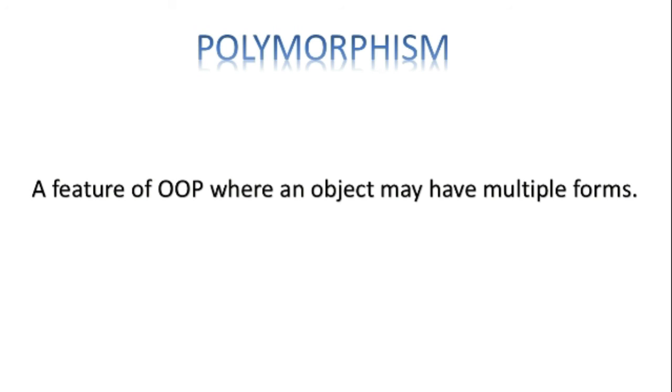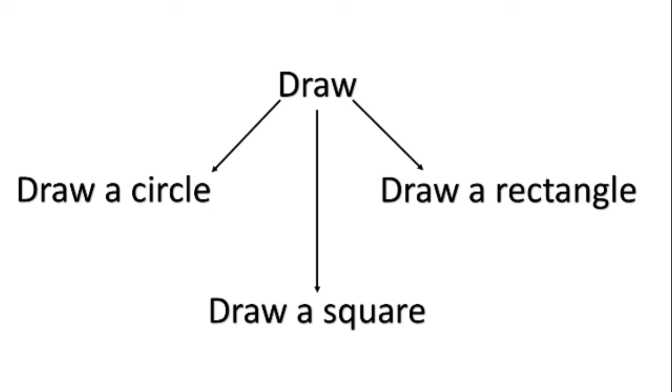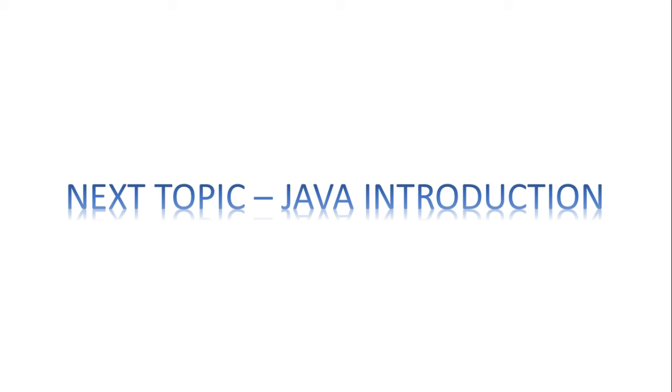Now let's consider an example. Draw. If I say draw, that may have many forms. That can mean draw a circle. That can also mean draw a rectangle. And that can also mean draw a square. So it can have multiple meanings, that means it can have multiple forms. These were most of the features of object oriented programming. And the next topic that I will be discussing is Java introduction.